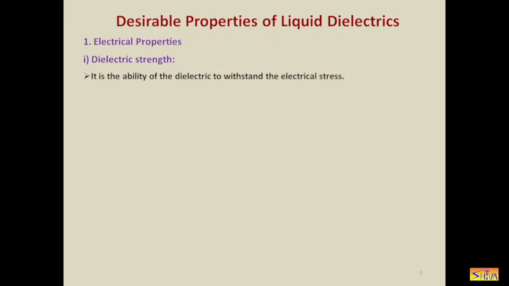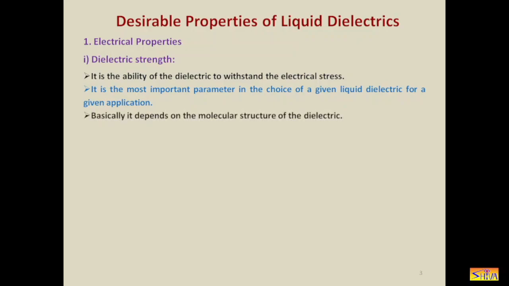Now let us see what are the desirable properties of liquid dielectrics. First and the most important from electrical engineering point of view is the electrical properties. Under this category, number one is dielectric strength, and this is the most important electrical property of the liquid dielectric. Dielectric strength is the ability of the dielectric to withstand the electrical stresses when in application, and it is used as insulating medium. On one side, it is in contact with the high voltage electrode or winding, and on the other side, it is at the earth potential. So electrical stresses are generated in the dielectric. So it must be capable of withstanding those electrical stresses. So it must have high dielectric strength. It is the most important parameter in the choice of given liquid dielectric for a given application.